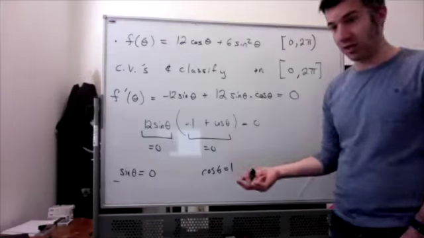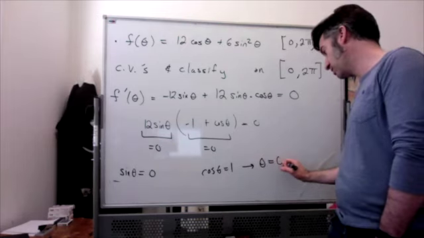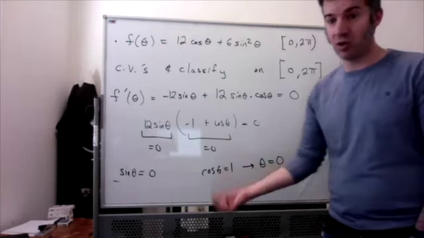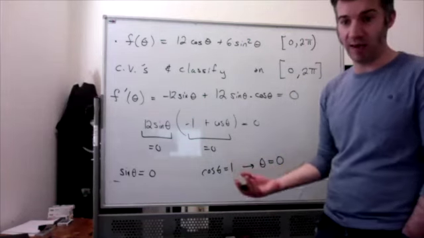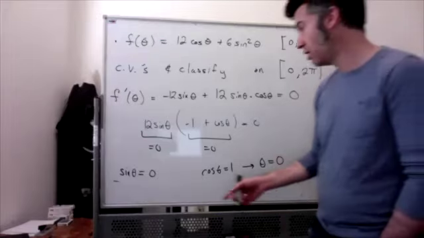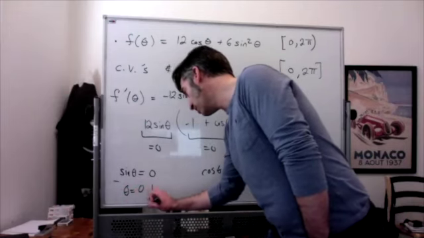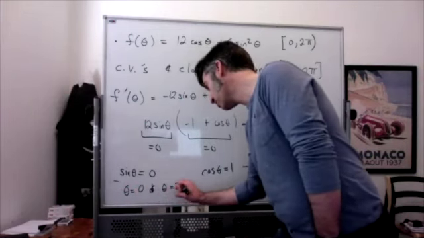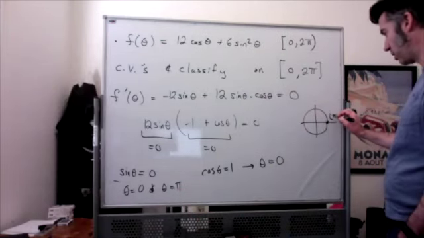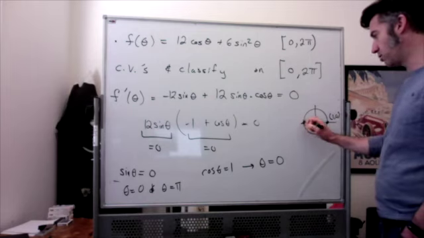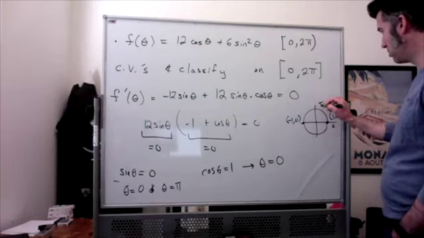If I was looking for answers here, I would say, okay, cos θ equals 1 when θ is equal to 0, and also 2π. But I wouldn't say 0 and 2π because they're not the same angle, but they're what's called coterminal. Sin θ equal to 0, you also get 0, and then you also get π. Because if you're looking at the unit circle, you're getting this point here where cosine is 1 and sine is 0, and you're also getting this point here where sine is 0. So 0 and π.